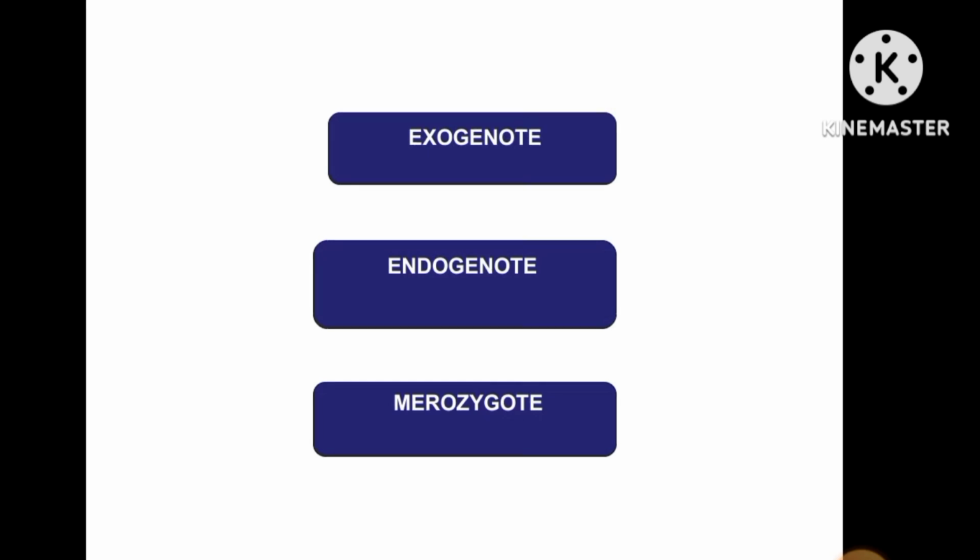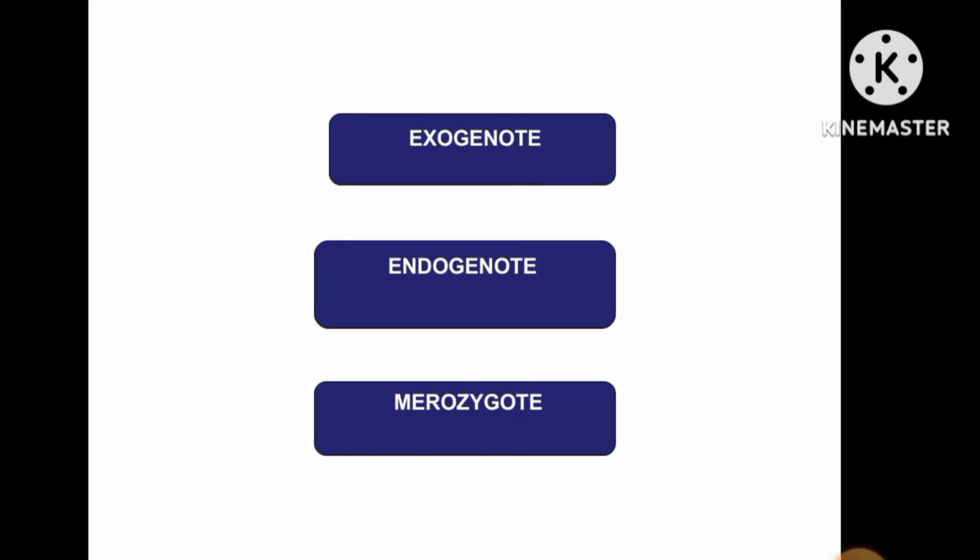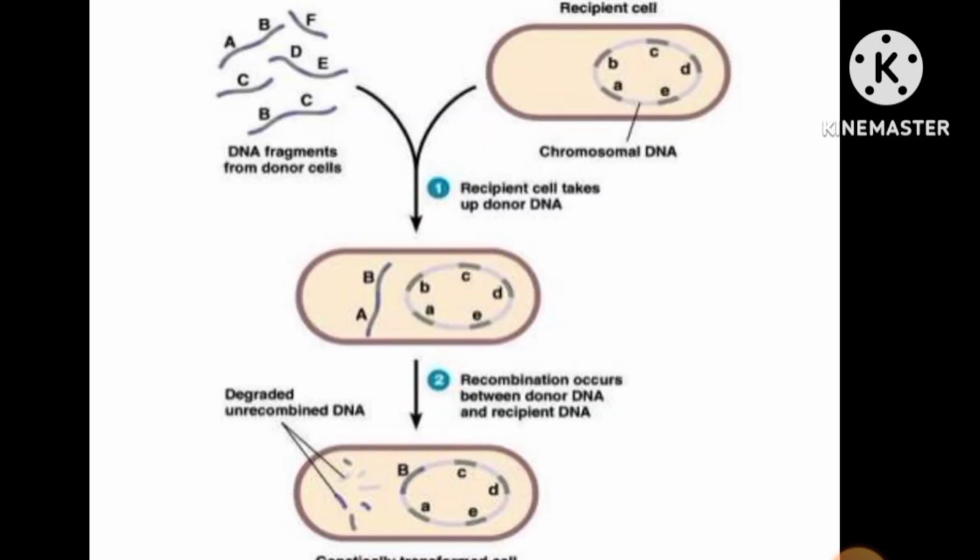During the recombination of the host genetic material, the recipient cell becomes temporarily diploid for a portion of the genome, which is called a merozygote, right? So during the complete recombination, here you can see that this one is an exogenote. These are DNA fragments, A, B, C, D, E, F.